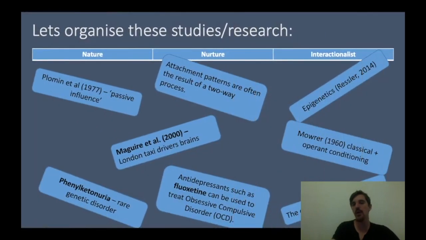So let's organize these studies. I've got a bunch of different studies here. I want you to look through them all, and decide whether each falls under nature, nurture, or the interactionalist approach. I'm going to give you time to pause the video and sort them out, and then I will show you the answers. Okay, here we go.